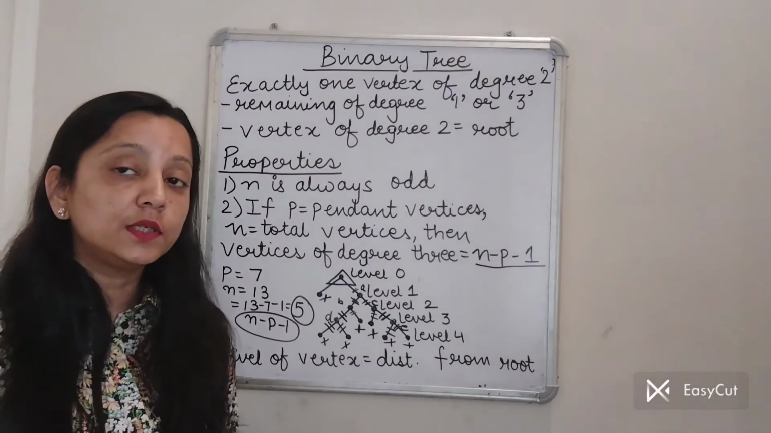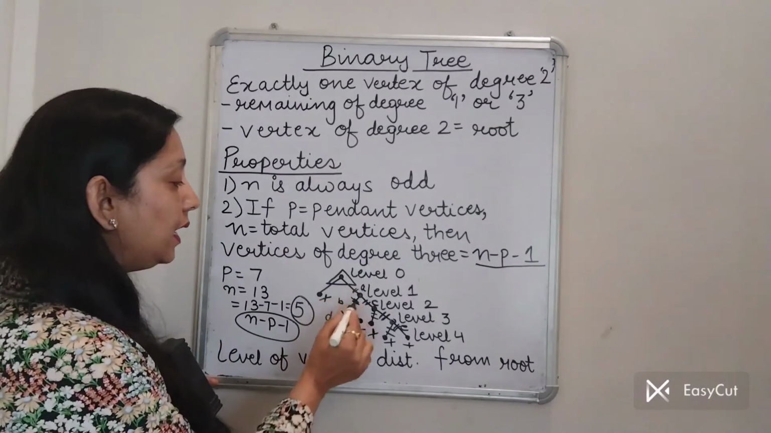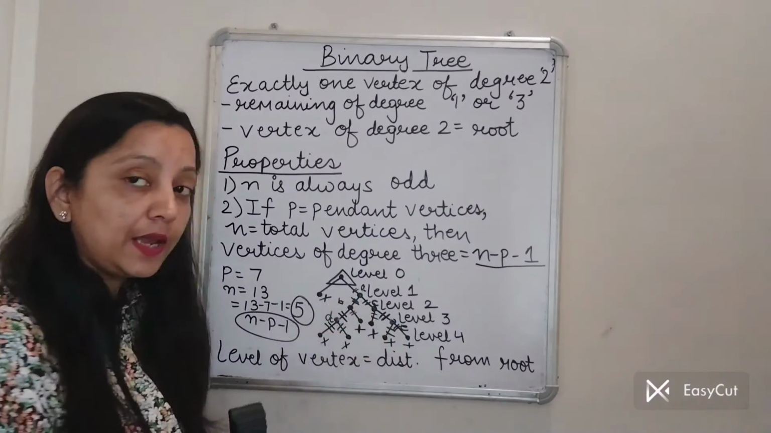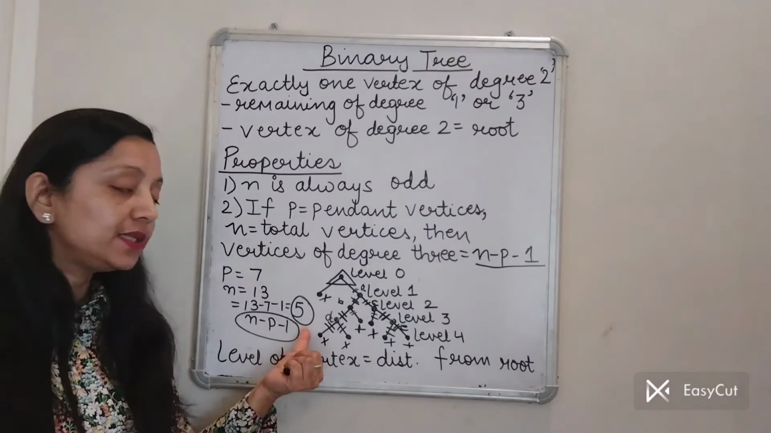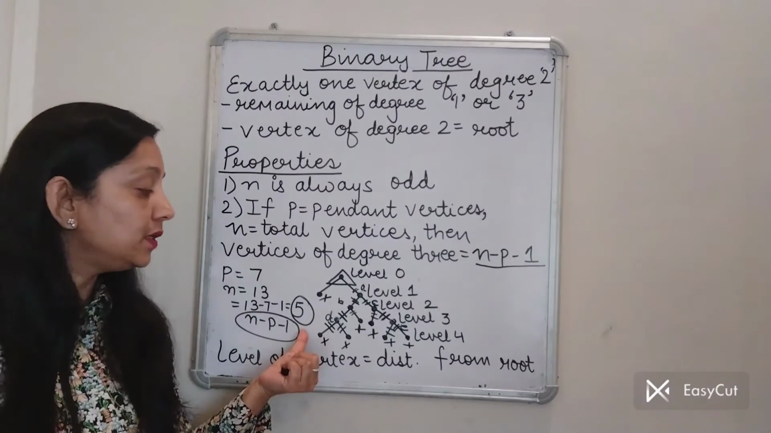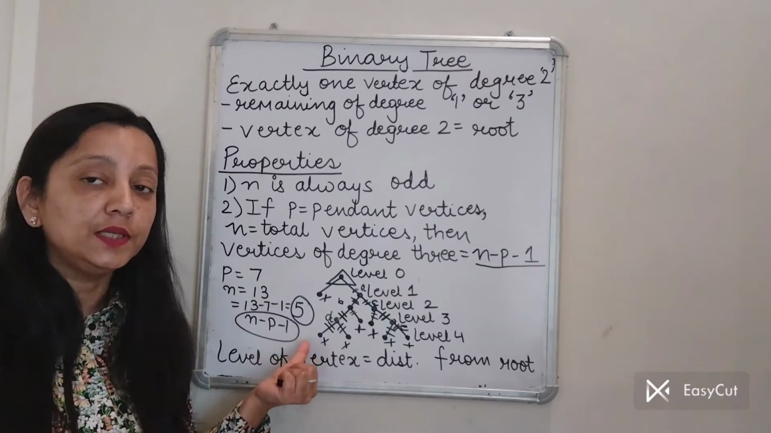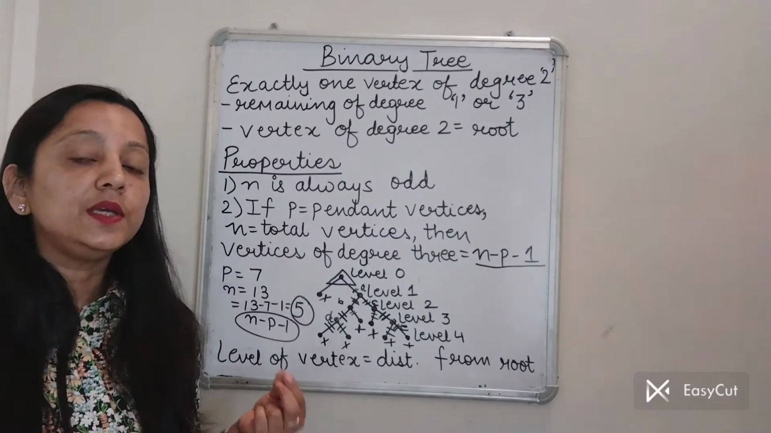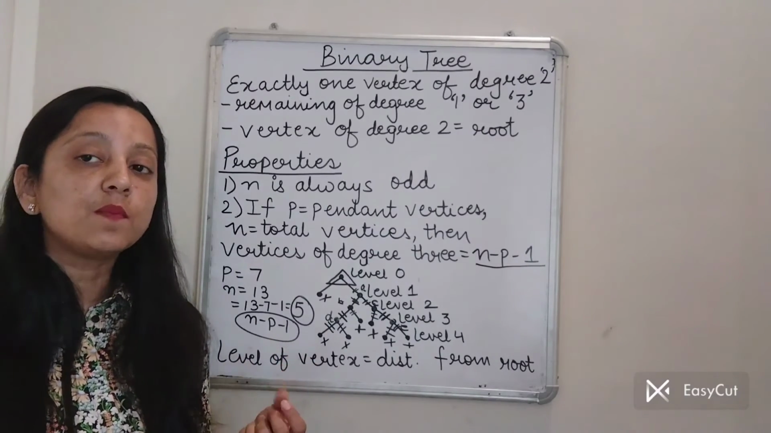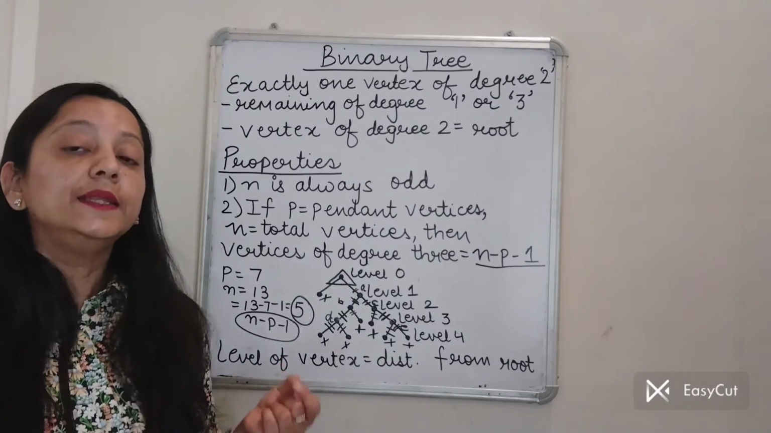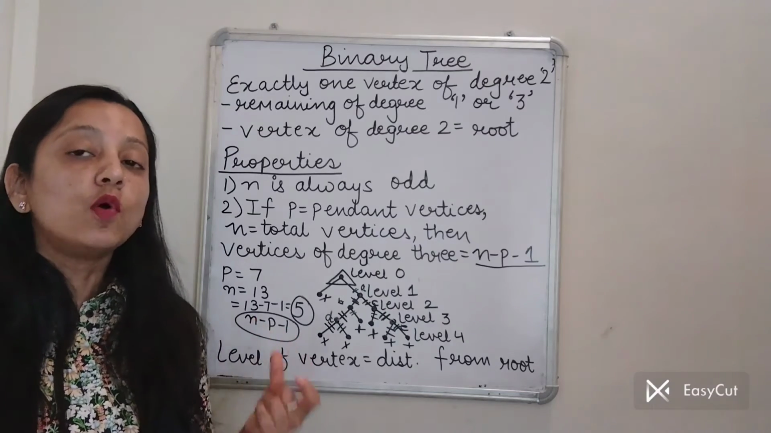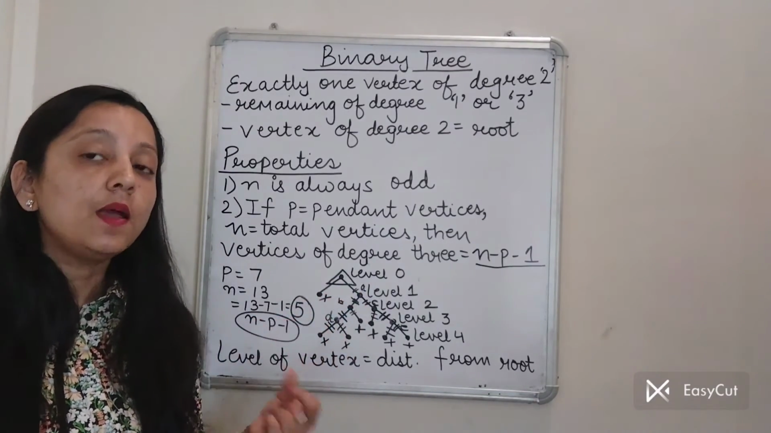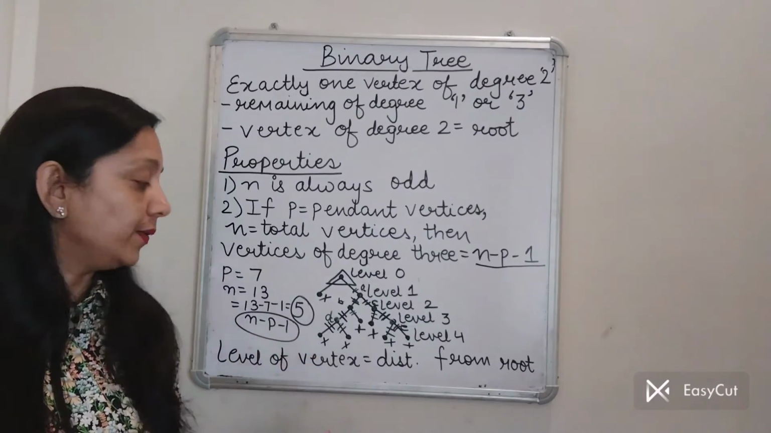So in total, how many vertices of degree 3? A, B, C, D, E. That means 1, 2, 3, 4, 5. Right? So what does my calculation say? Exactly 5. So this implies for all the binary trees that if the total number of vertices in the binary tree is n and the total number of pendant vertices is p, then the total number of vertices with degree 3 would be equal to n minus p minus 1.